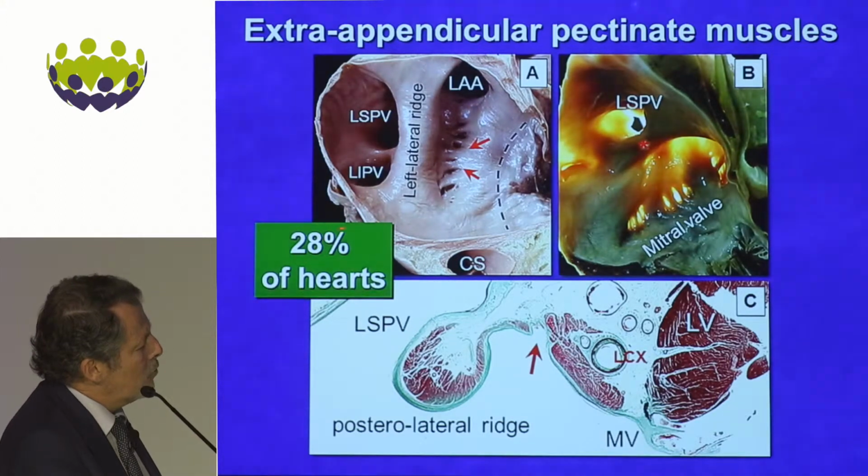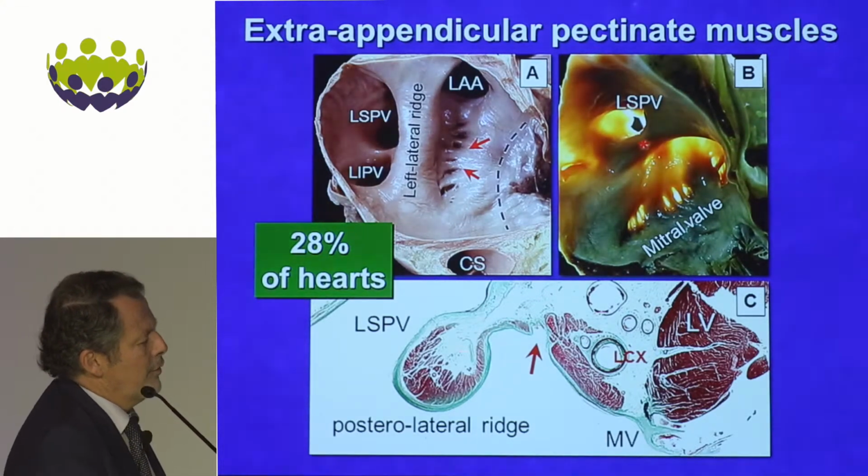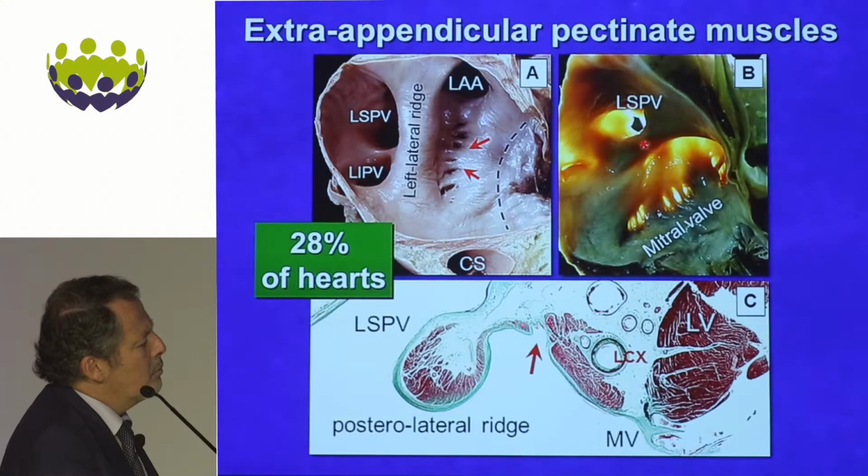Can be seen in 28% of the heart. You see here the ridge, the appendage, the pectinate muscle, and please note in this histological section from Professor Sanchez Quintana the absence of muscle. This is the pectinate muscle.